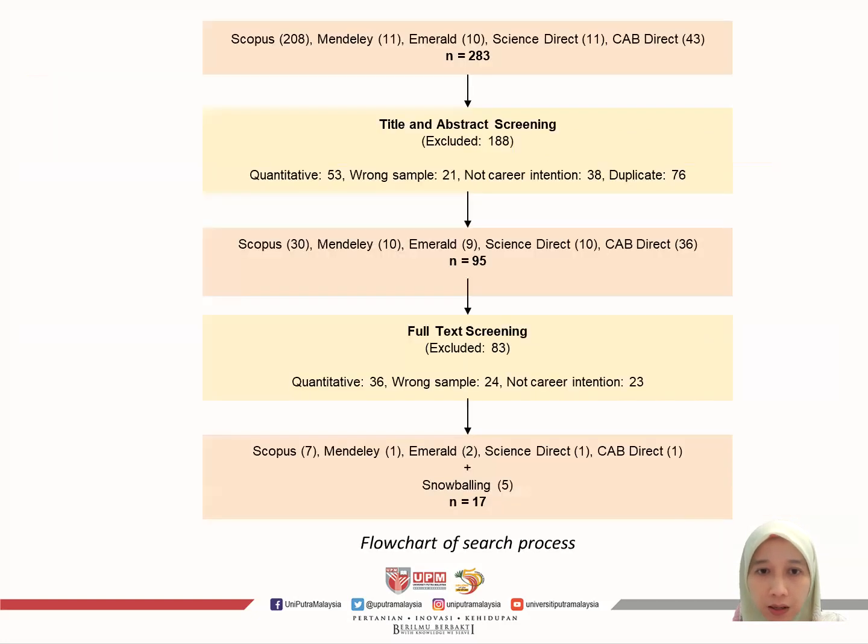This is the flow chart of the search process, where we obtained 283 articles from those databases: Scopus, Mendeley, Emerald, Science Direct, and CAB Direct. Then we excluded 188, and you can see the reasons up there. Then we extracted 295 articles and excluded 83 due to the full text screening, and finally we obtained 17 relevant articles.